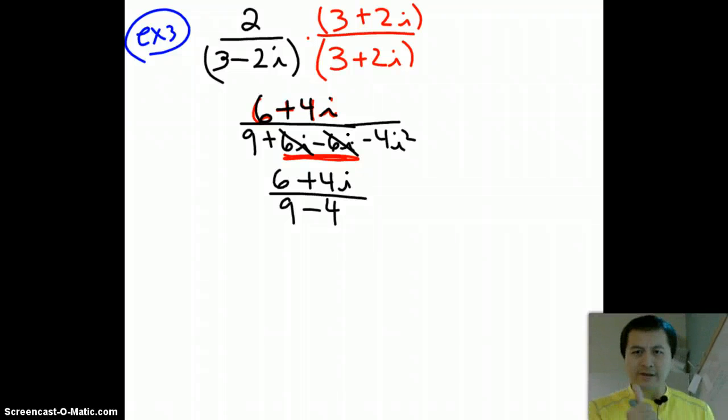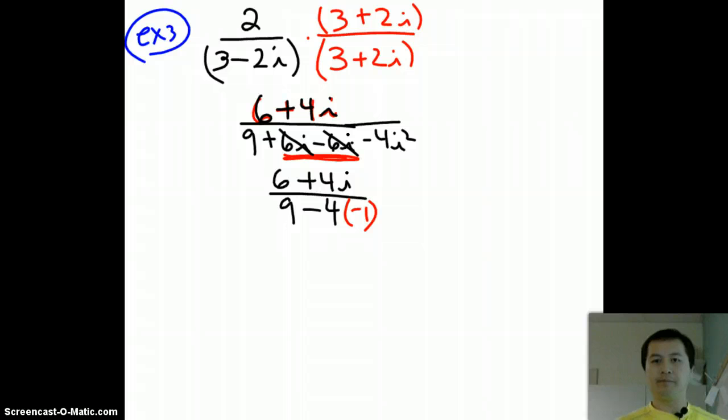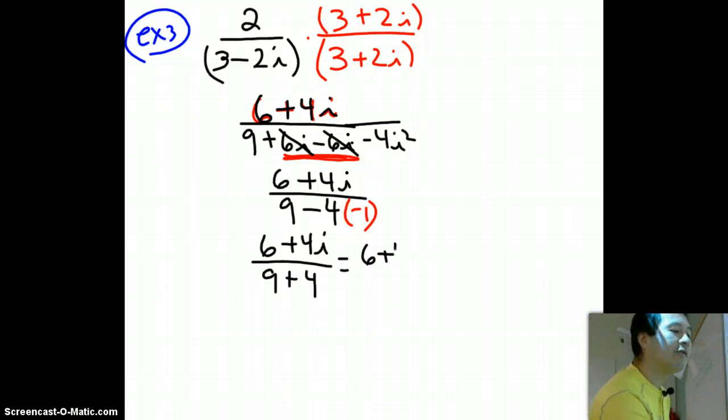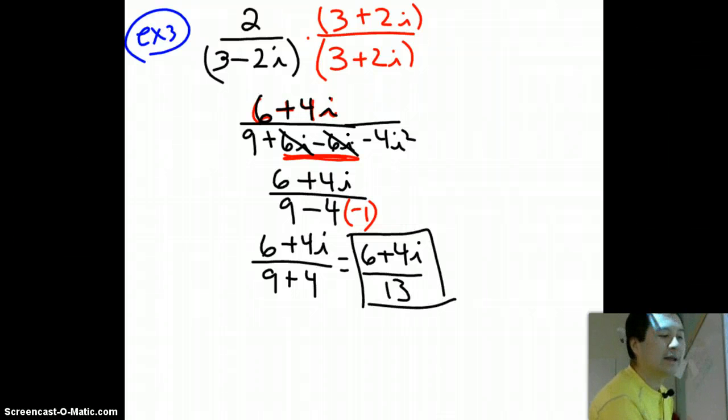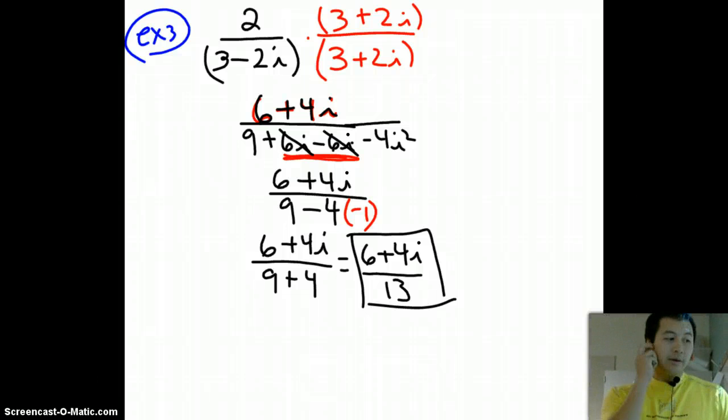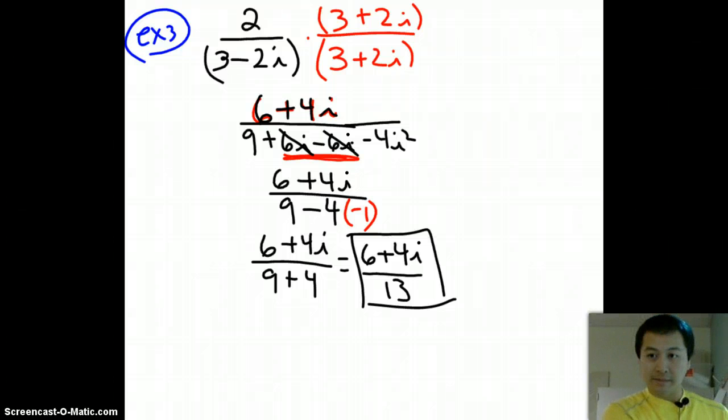But hold on. Do you remember what i squared is? Good. You guys have good memory. It is negative 1. So this becomes 6 plus 4i. The bottom becomes 9, negative negatives a plus 4. Your final answer, 6 plus 4i divided by 13. Take a look. No imaginary at the bottom. You simplify the problem. If you can't simplify anymore, like there's a number that divides into everything, you must simplify some more. Alright, that's what we have to learn about imaginary numbers.